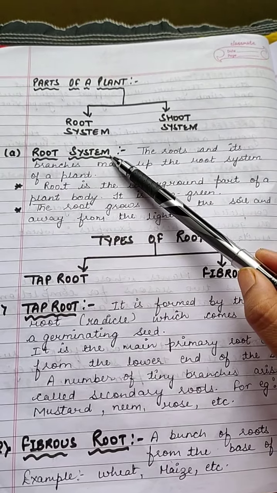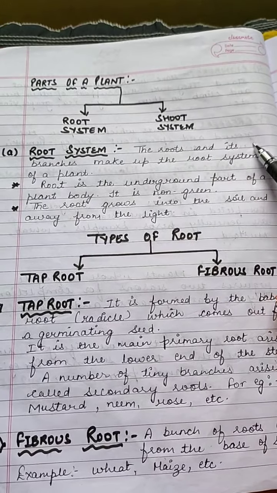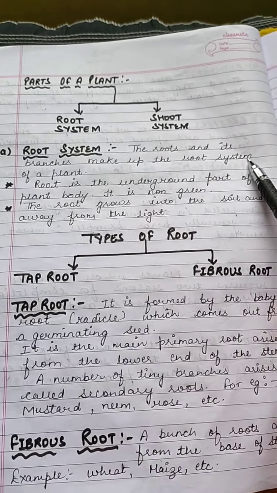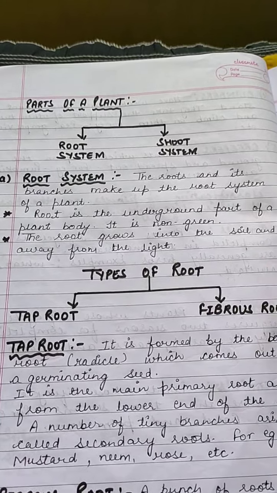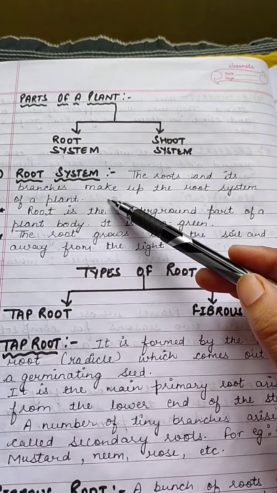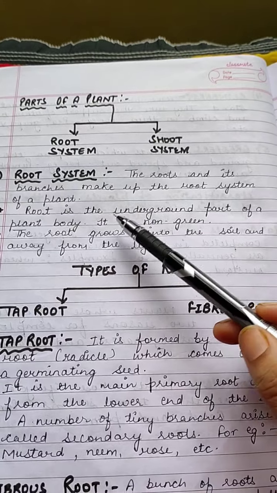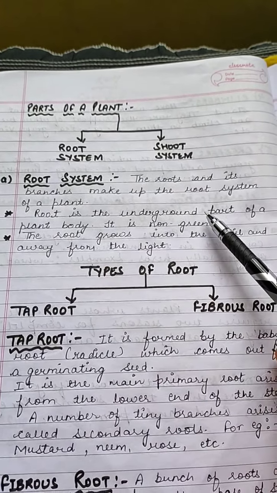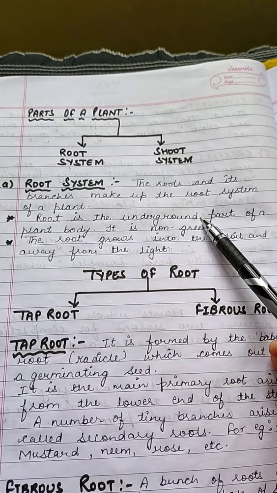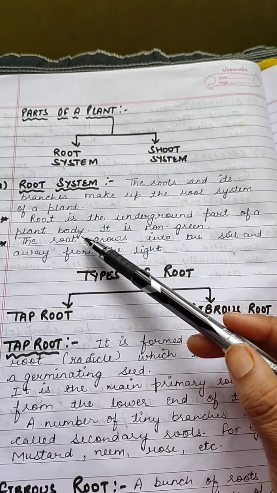So number one is root system. The roots and its branches make up the root system. The roots and its branches constitute the root system of a plant. Root is the underground part of a plant body. It is non-green. The part of the plant which is below the ground is root.